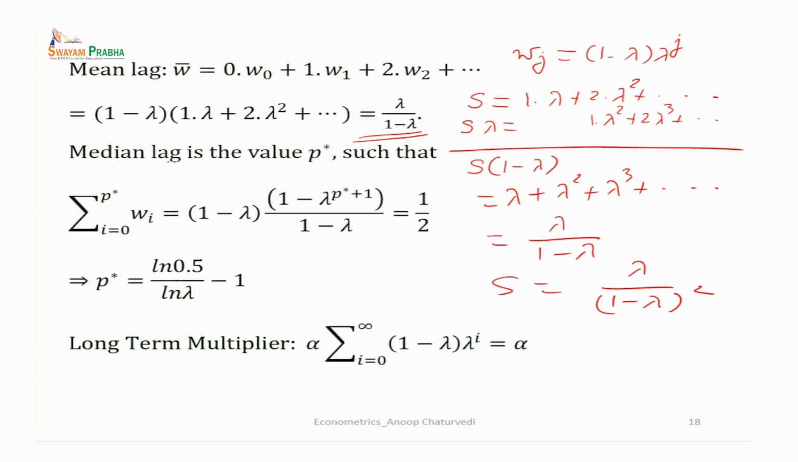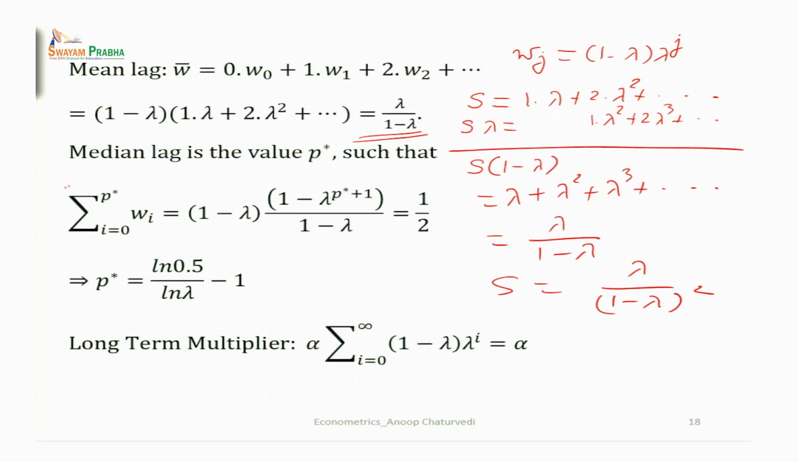Then the median lag is the value p star such that summation i equal to 0 to p star of W i is equal to 1 upon 2. Now, you can easily obtain the value of this summation, summation i equal to 0 to p star, and then W i is equal to 1 minus lambda into lambda to the power i.